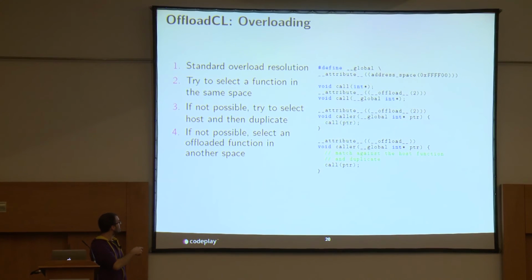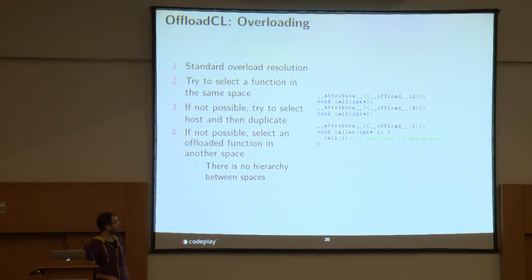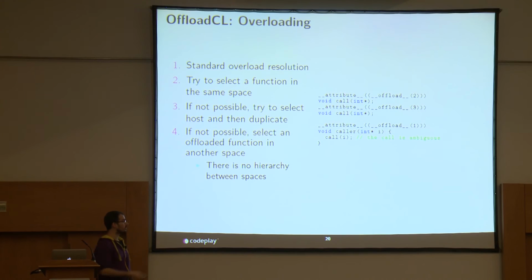If this is not possible, just match it directly to space 2. Sometimes you can have ambiguous calls, such as this one. Here, this is space 1. And when I'm making my call, I'm trying to match to those functions. But I only have offloaded functions. The first is in space 2, the second is in space 3. Doesn't match. The call is ambiguous. I can't resolve this call. So just leave it like this.